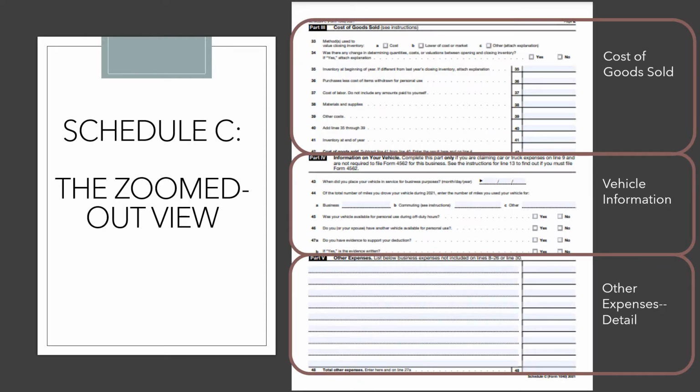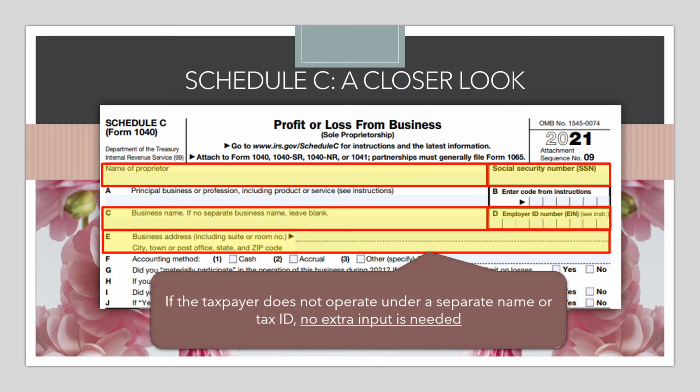So then the second page begins with the cost of goods sold. And again, here's another section that for the VITA program is out of scope, but that's if a business had inventory, they were selling goods. And then Part 4 is for vehicle information, if there's business use of a vehicle and the taxpayer wants to take the standard mileage rate. And then there's Part 5, which is just some other expenses, which we'll get into a little bit more in a few slides.